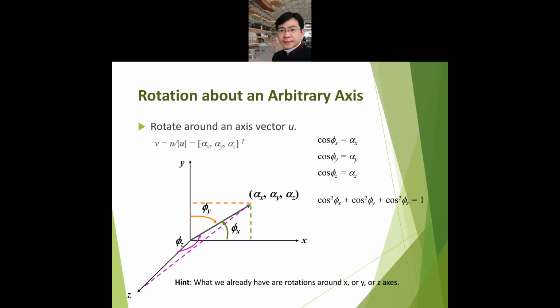And so, for instance, because we have known alpha x, alpha y, and alpha z, right? So we have a vector here. Because this is a unit vector, the projection length could be alpha x. So alpha x will be cosine phi x, alpha y will be cosine phi y, alpha z will be cosine phi z. And because it's a unit vector, the sum of squares of these alphas will be 1, right?